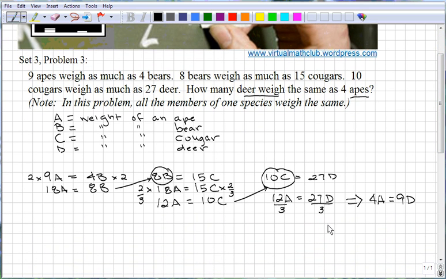Alright? So our answer is that 4 apes weigh as much as 9 deer. So our answer is 9.